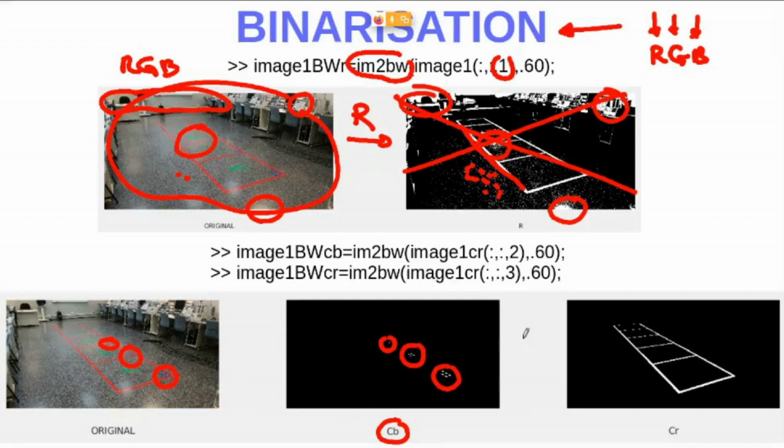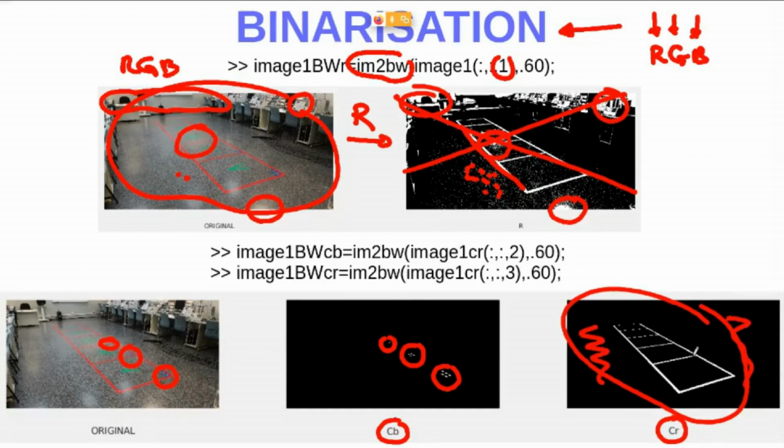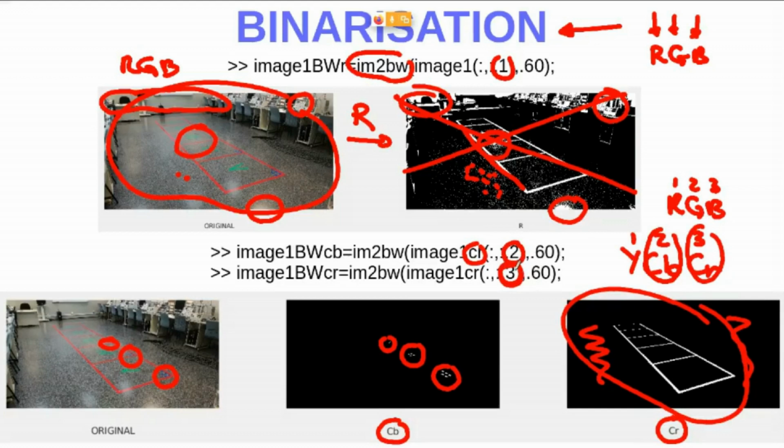But what happens if I do the binarizing procedure on the red layer of my chrominance? Clearly, everything disappears, and my red line to follow is clearer than daylight. So the message is, after using the chrominance representation, we will use the third layer. Remember, the chrominance is Y, Cb, Cr, just as RGB is first layer, second layer, third layer. So for blue things, let's figure that this line were blue. If it's blue, you must use the second layer. If it's red, you must use the third layer. So this is about the second layer. This is about the third layer.